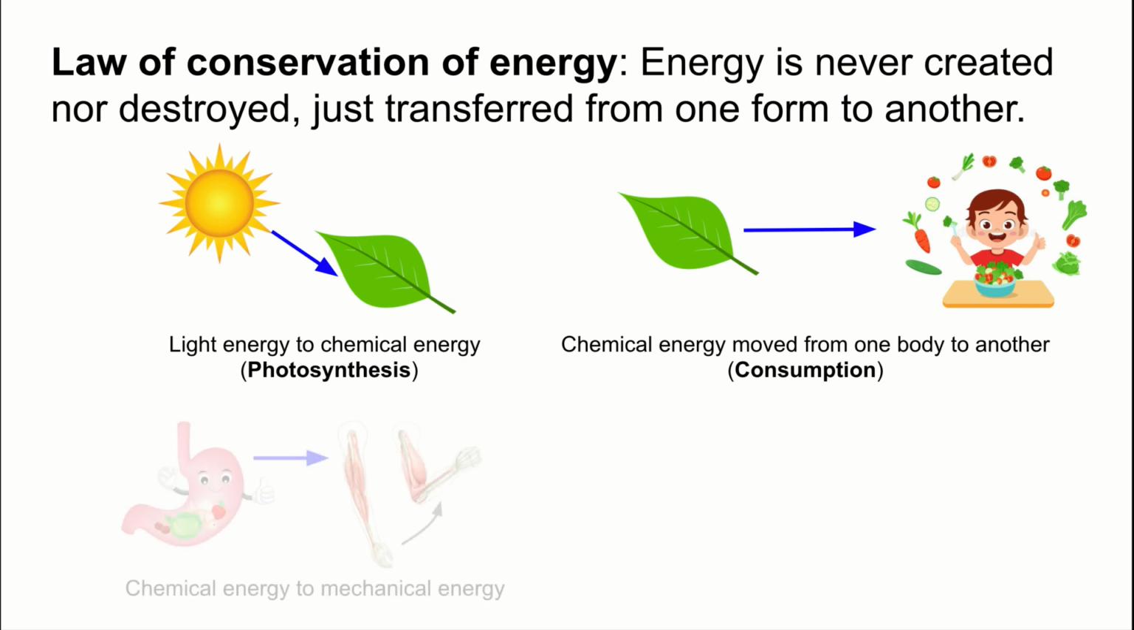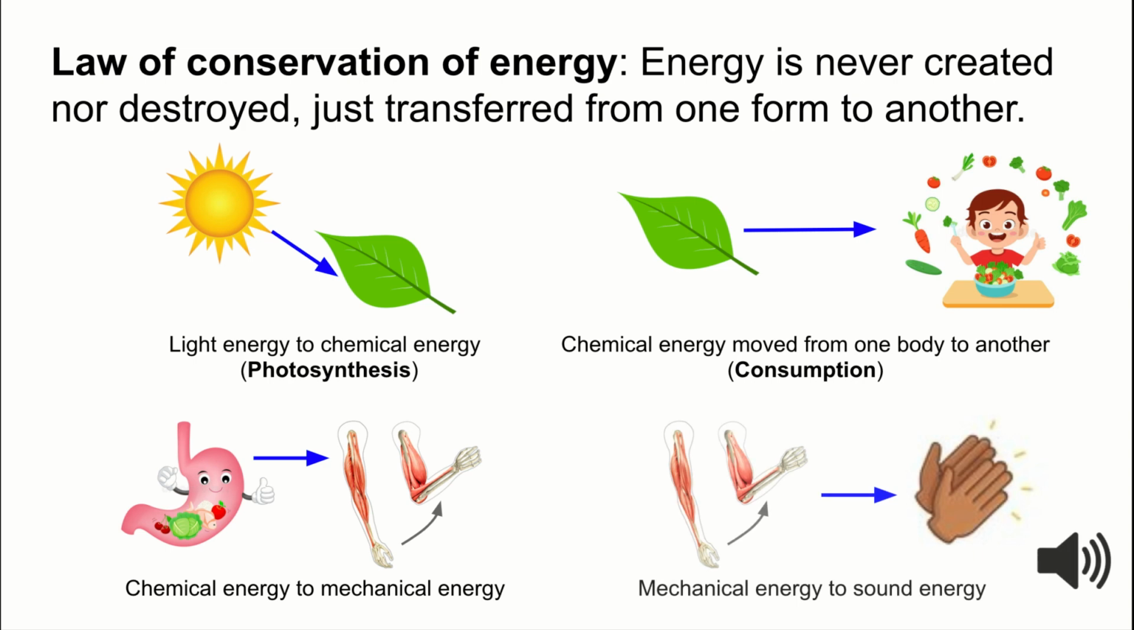Once we have that chemical energy stored inside of us, we can transfer that chemical energy into mechanical energy. When you move your arm, you're converting chemical energy from the food you ate into motion, the motion of you moving your arm. And finally, we can convert that mechanical energy into a different form of energy, like sound energy. If when we moved our arm, we used that to bring our hands together to clap, the sound coming from that clap is sound energy. So again, all of these are energy transfers. We're not creating any energy, we're just transferring it from one form to another.